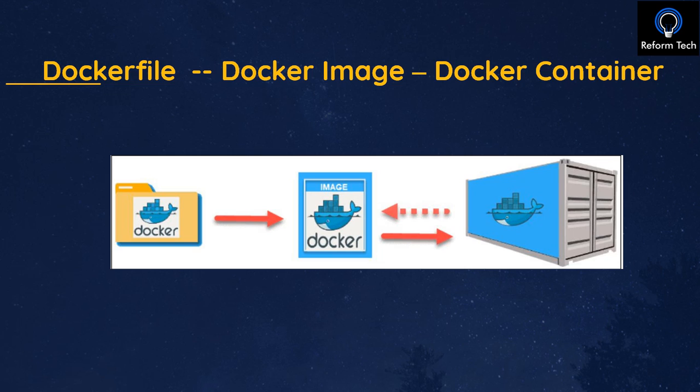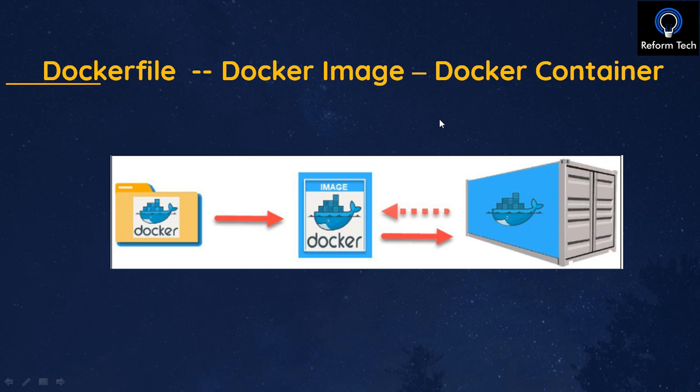Maybe you can assume an architect who designs a plan for a building. The architectural plan, like the 3D and 2D diagrams you have before you construct a building, you can consider as an image, and the final output, which is the constructed building, is like a container. So the Docker container is an instance of a Docker image. These containers are lightweight and portable, and you can run applications on top of them.